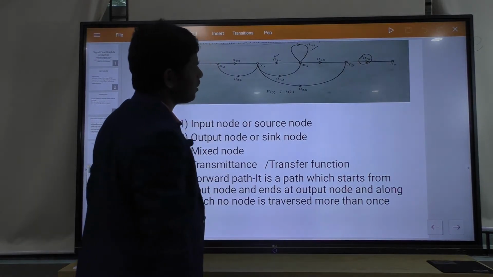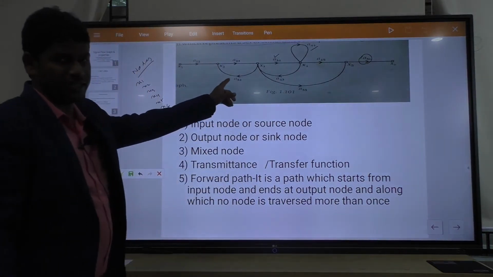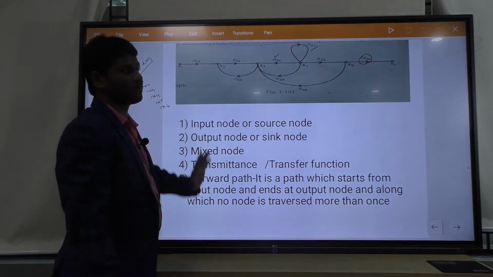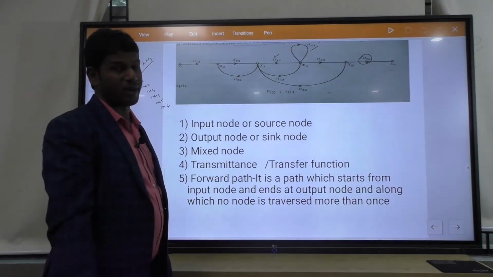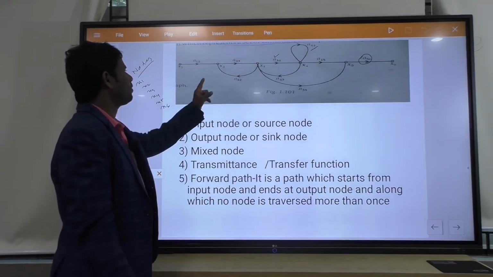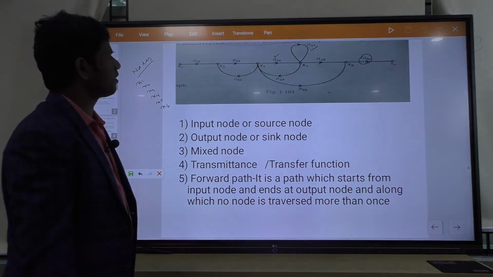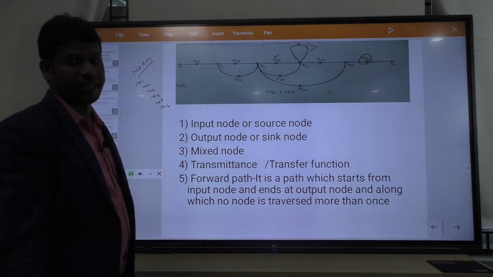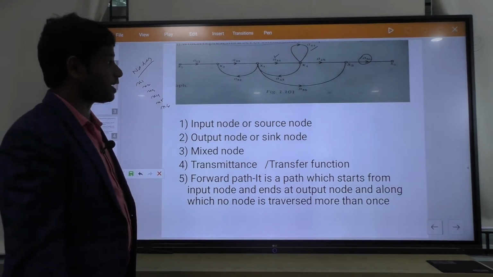Okay. So near each branch, which connects two nodes, there is an arrow mark. The arrow mark indicates the flow of signals, and near every arrow mark a transmittance value is given. The transmittance or transfer functions are A12, A23, A34, A45, A44, A56, A32, A43, A35. These are the transmittance or transfer function values of those branches.